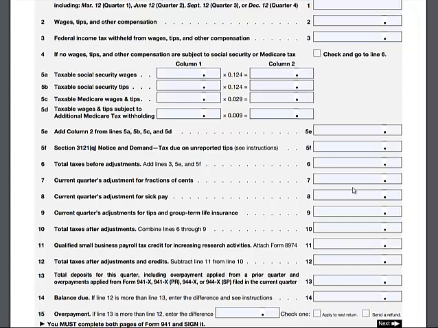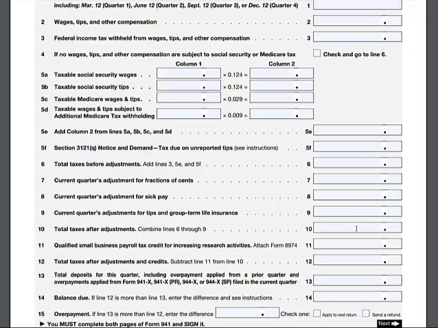Line 7 is where we're going to enter rounding differences. When we withheld taxes, we taxed each employee individually. On this form, we're calculating taxes on total pay. This was probably going to result in some kind of small rounding difference. We'll come back to this line once we get down to line 13. On lines 8 and 9, we likely will not have anything entered, so we'll skip over them.